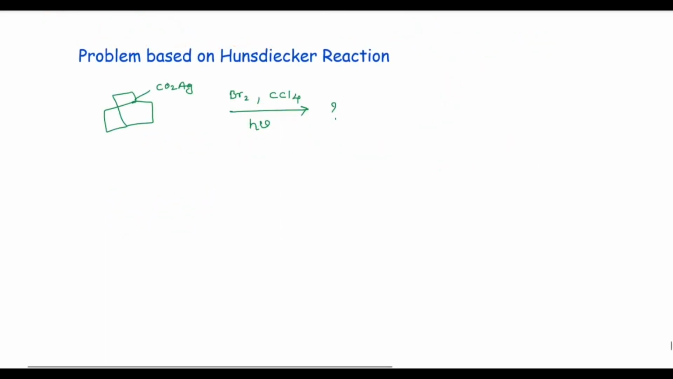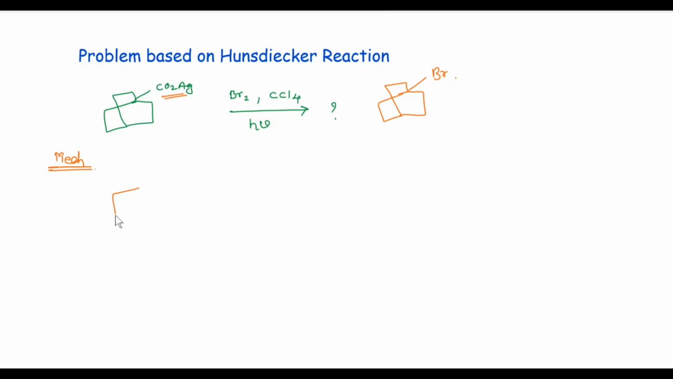Now we will discuss a problem based on the Hunsdiecker reaction. Consider this reaction in which we are given a silver salt of this carboxylic acid and the reagent Br2. From the information on the Hunsdiecker reaction, the product of this reaction is this norbornane bromide. So let us see the mechanism of this reaction.